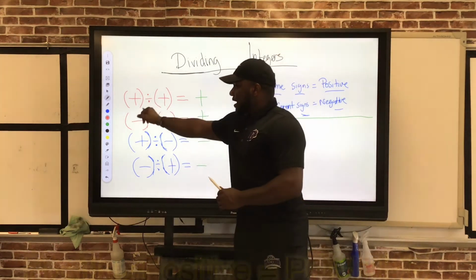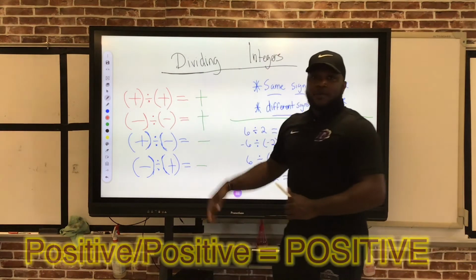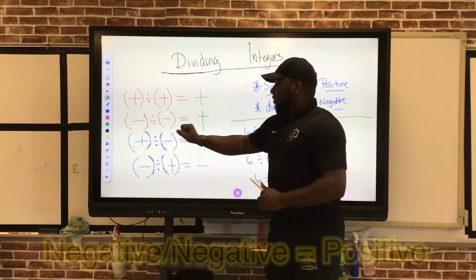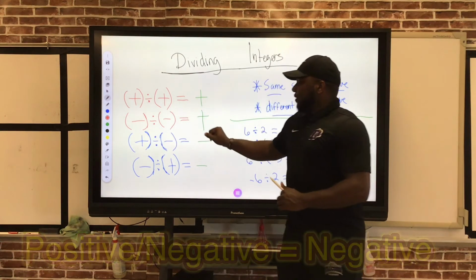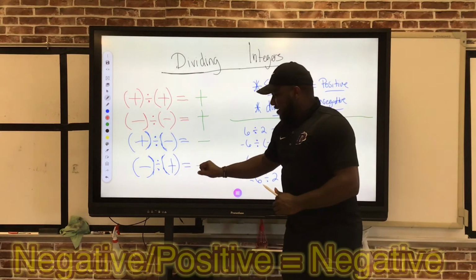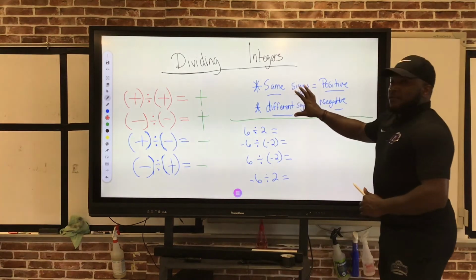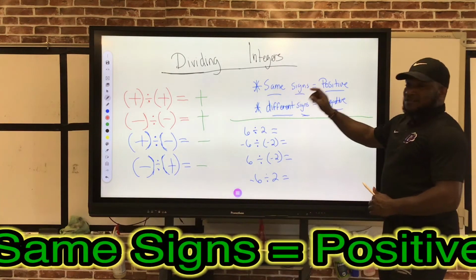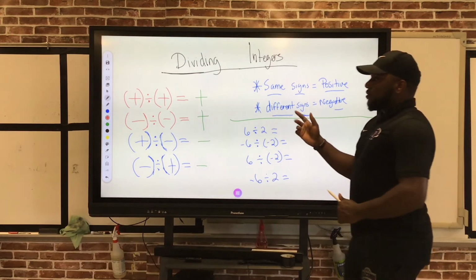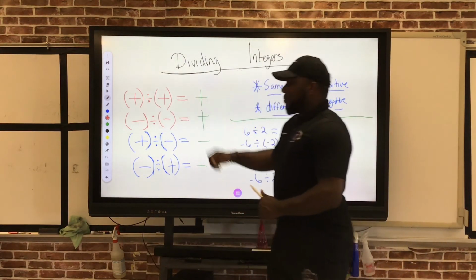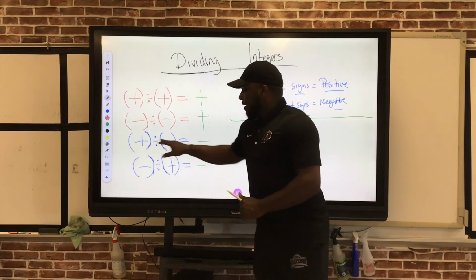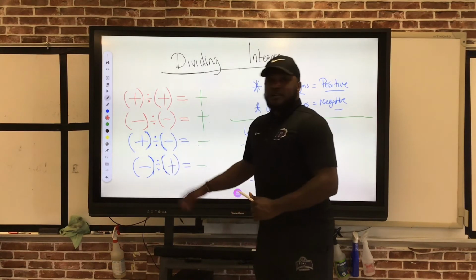Once again, a positive divided by a positive is going to give me a positive. A negative divided by a negative is going to give me a positive. A positive divided by a negative, and a negative divided by a positive, is going to give me, you got it, a negative. So what does that mean? Once again, same signs, you're going to get a positive. Different signs, you're going to get a negative. Because I got 2 positives, it's going to be a positive. Because I got 2 negatives, it's going to be a positive. But because down here my signs are different, my answer is going to be a negative.